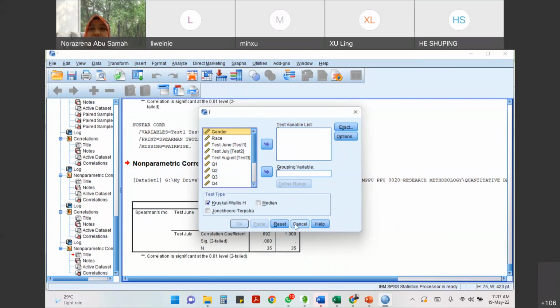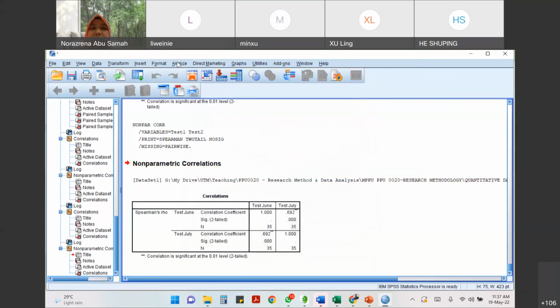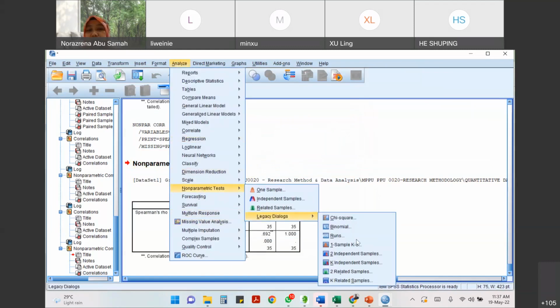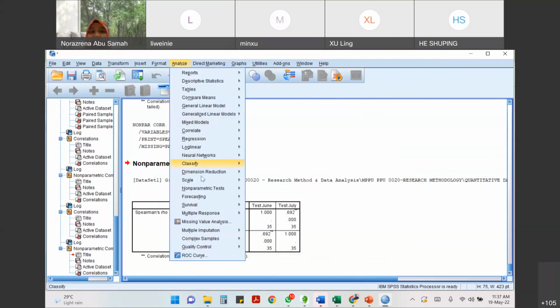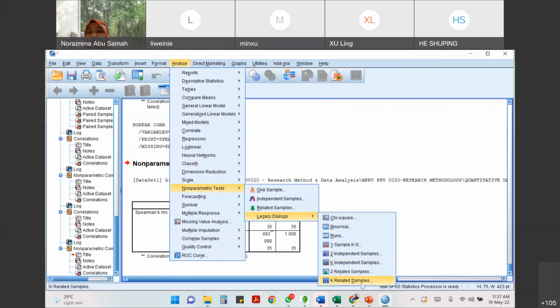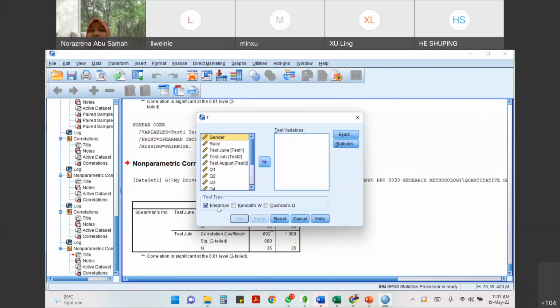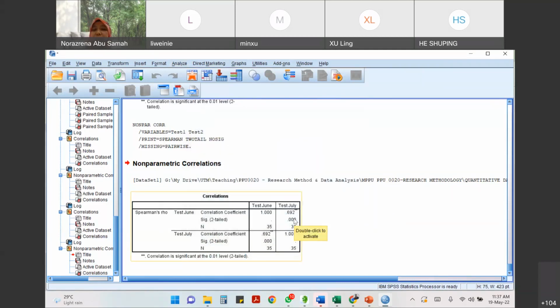Okay. And then if two related sample, this is the non-parametric of paired t-test. The name is Wilcoxon. Okay. And then lastly, this is for repeated measures ANOVA. The non-parametric of repeated measures ANOVA. The name is Friedman. Okay, that's how to do that. Okay. So I hope everything clear.